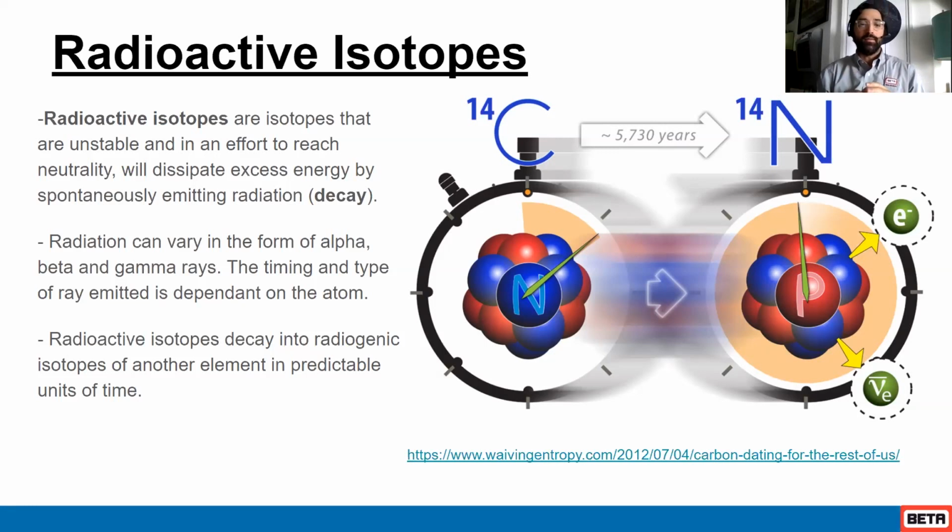Now, what's really interesting about this is that while we can't predict which parts of the atom are going to go, there is a characteristic amount of time that we expect half of the radioisotope to turn into the neutral isotope, right? And that for radiocarbon is about 5,730 years.